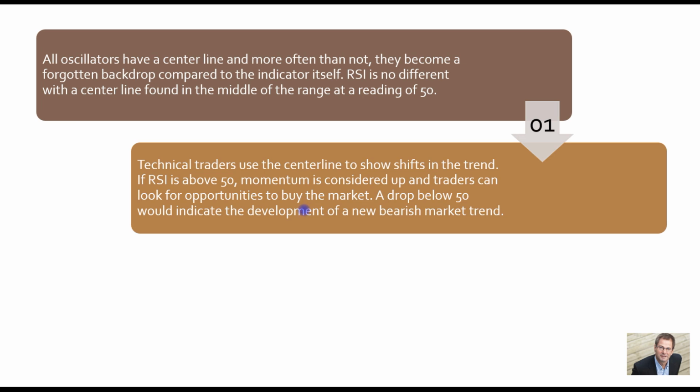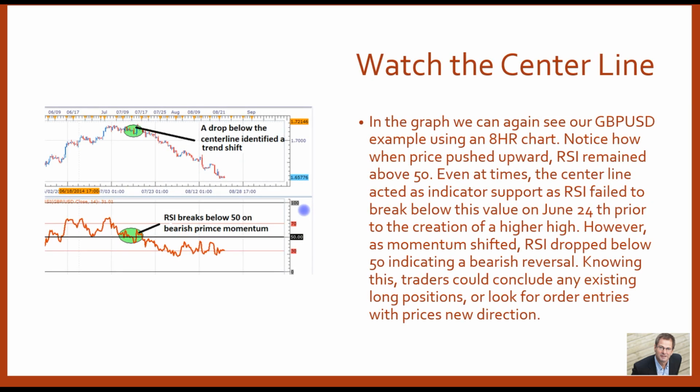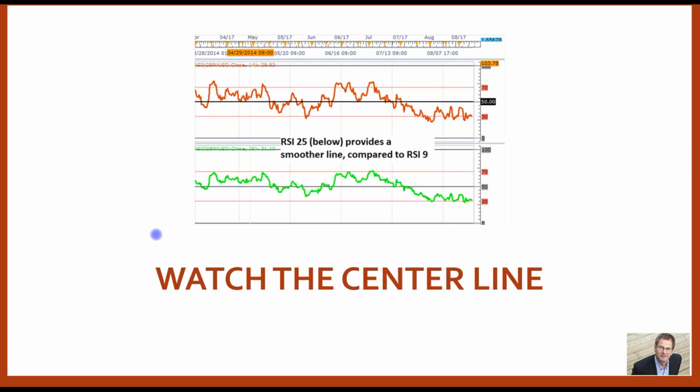So remember, the center line is also very important. All oscillators have a center line, and more often than not, they become a forgotten backdrop compared to the indicator itself. RSI is no different, with a center line found in the middle of the range at 50. Technical traders use the center line to show shifts in the trend. If RSI is above 50, momentum is considered up, and traders can look for opportunities to buy the market. A drop below 50 would indicate development of a new bearish market trend. So watch the center line. It's crucially important. It will tell you more than that 70-30, 75-25 boundary.